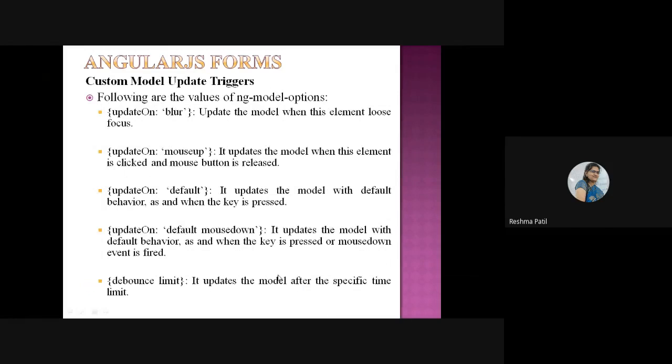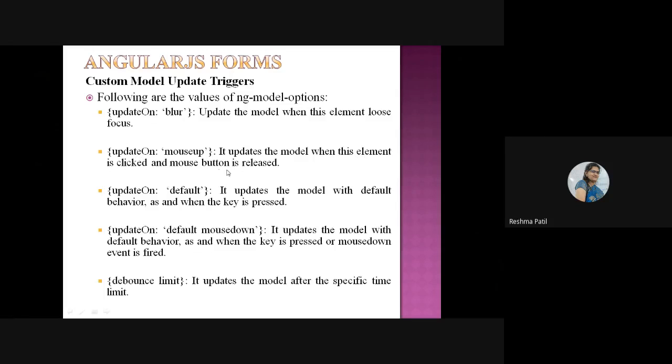Following are the values of ngModelOptions. These are the values which we can assign to ngModelOptions in the input tag. First, updateOn blur. It updates the model when this element loses focus. Update on mouse up. It updates the model when this element is clicked and the mouse button is released.